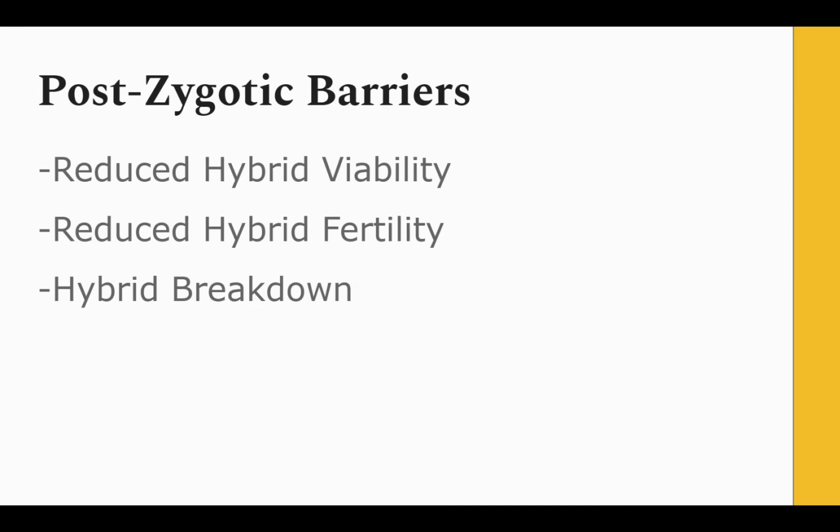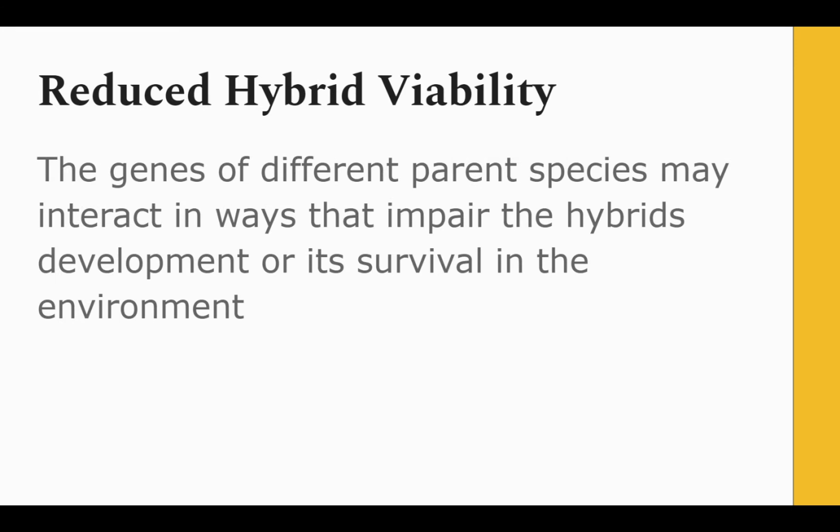So then we have the post-zygotic barriers. There are only 3 of them, so a little less, because it is rarer that fertilization happen in these scenarios. Number 1 is reduced hybrid viability. Another one is reduced hybrid fertility. And finally, there is hybrid breakdown. So starting us off, this is only one sentence. If the genes of one species interact in a way that impair the hybrid's development or its survival in the environment, then we have reduced hybrid viability. So the 2 species can have a baby, but that baby either will not develop or will not survive very long.